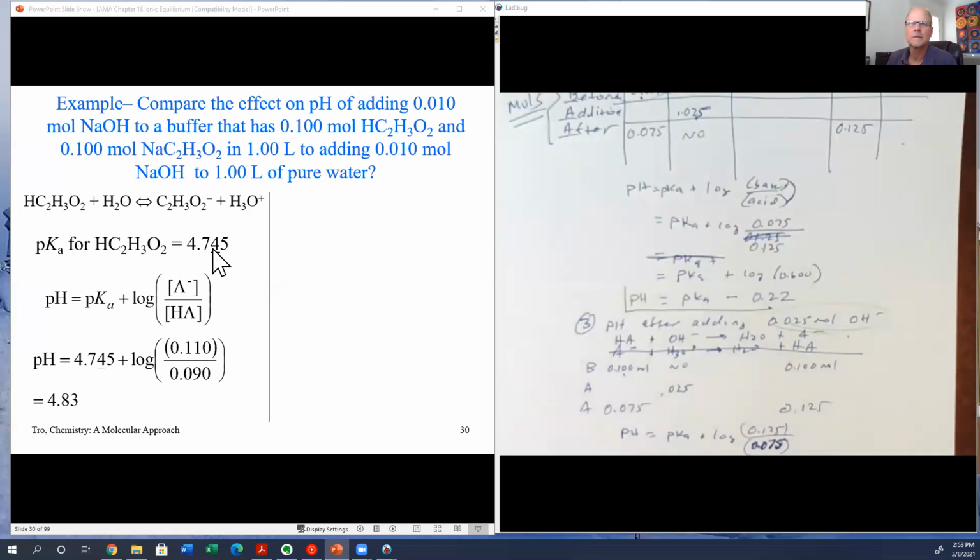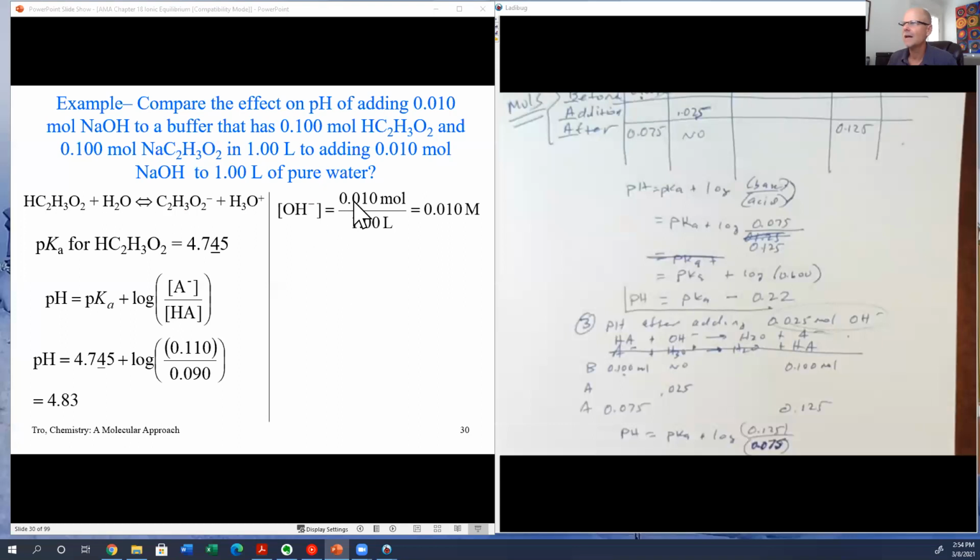Correct, it's 4.75, right? That's the pH because they're equal components. When I add this small amount of hydroxide and do a BAA table, I find the pH is equal to 4.75 plus the log of 0.110 over 0.090. So the pH jumps from 4.745 to 4.83, right? This is a problem just like the one we just did.